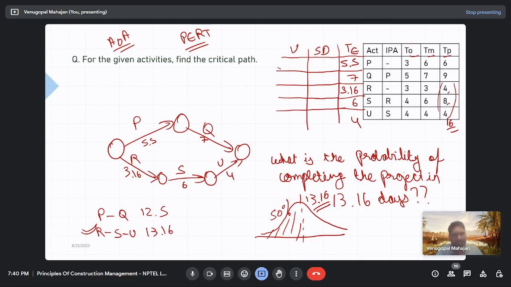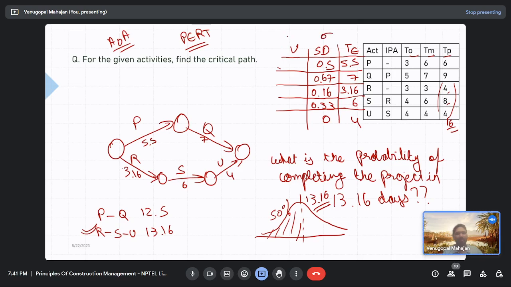Okay, (TP minus TO) divided by 6. Yeah. So TP minus TO by 6. So this becomes (6 minus 3) by 6, 0.5. What about Q? 0.67, right? What about R? 0.16. For S, 0.33. And for U it is 0. Yeah. What about variance?